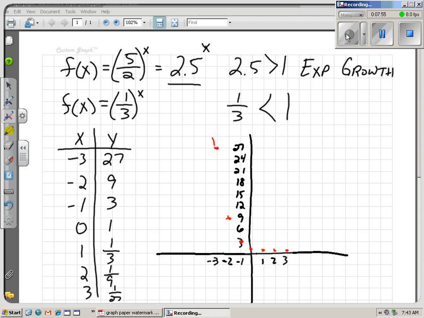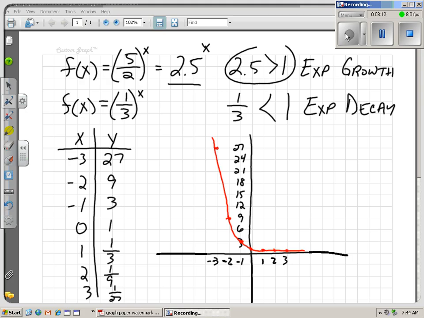And here's our plot, our points for this one. Notice our 0, 1 was in the graph again. Exponential functions are always going to pass through 0, 1. And this is an exponential decay graph. So remember, if you're taking a number bigger than 1, you're talking about a graph that shows exponential growth. And if you're taking a number that's less than 1, a fraction, you're going to end up with a graph that shows exponential decay.